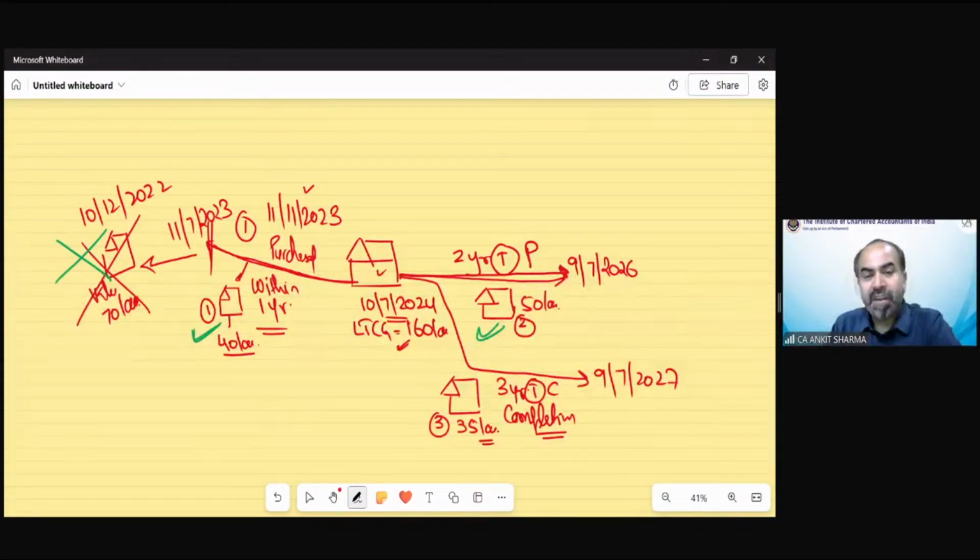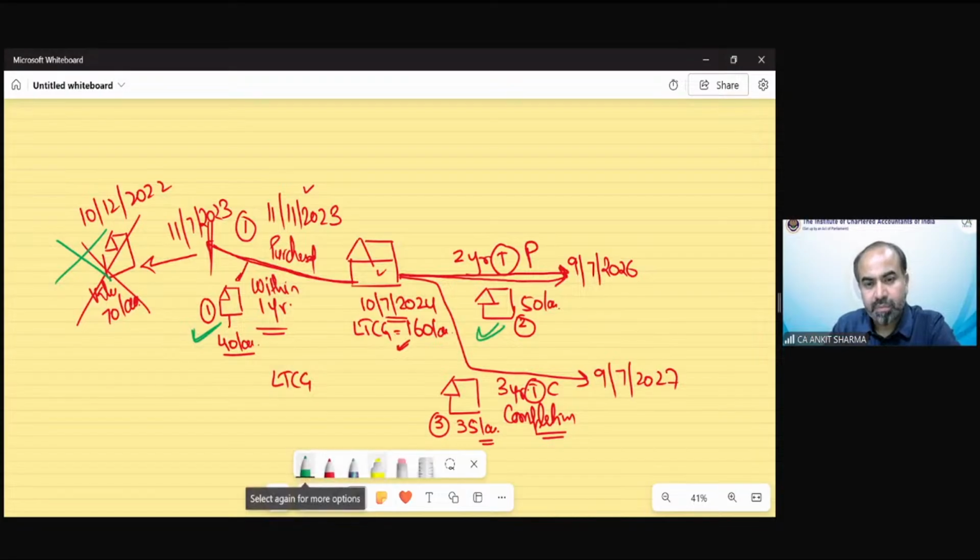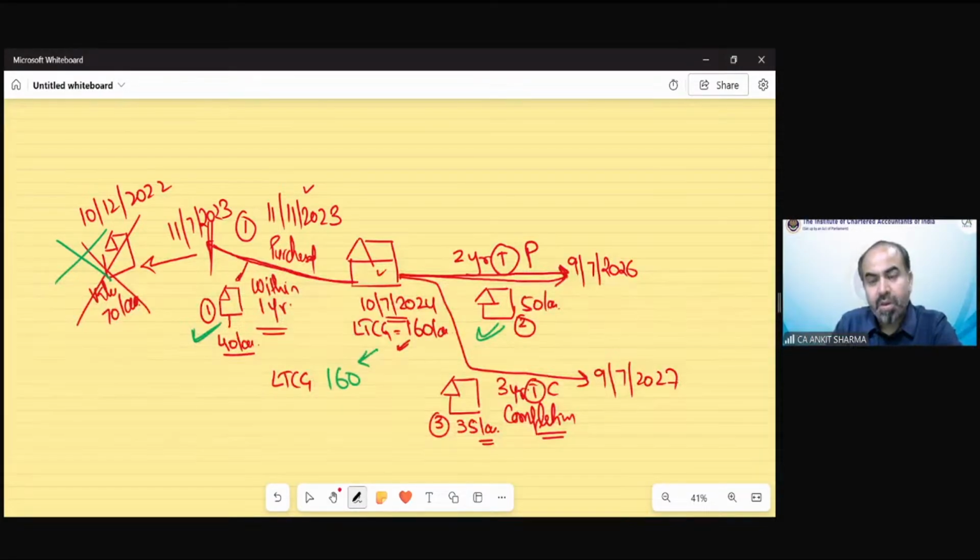So now you have a gain of, you can see, 160 lakh. You are having 3 eligible houses to claim the exemption. One is 40 lakh, one is 50 lakh, one is 35 lakh. And you did not claim 2 houses exemption. So you can see now the gain is less than 2 crore. So we can claim the exemption under section 54 for any 2 houses.